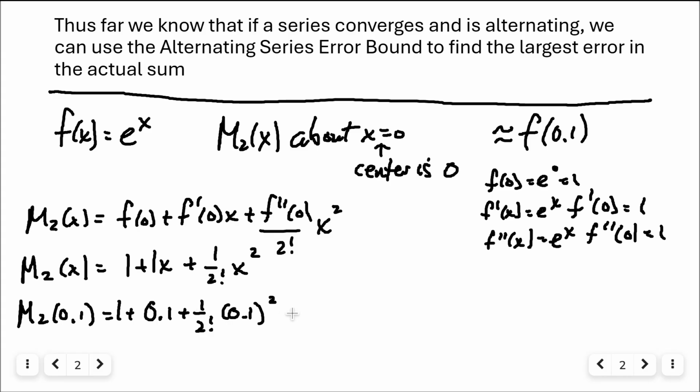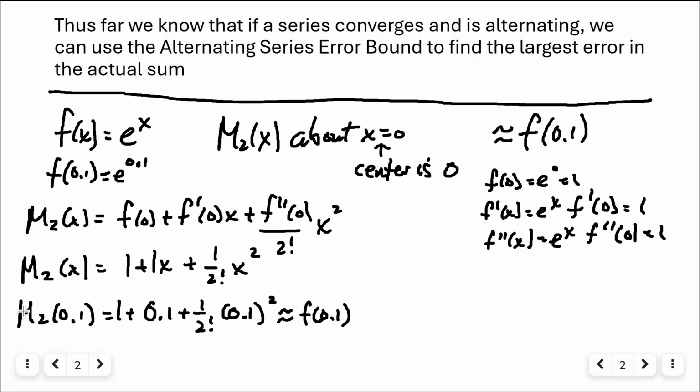So how does that help me? This is the approximate value of f of 0.1, but it's not the true value of f of 0.1. To find the true value, I literally have to take 0.1 and substitute it into the function. Now, this Maclaurin polynomial is not the right answer. It's off. Well, by how much is it off?